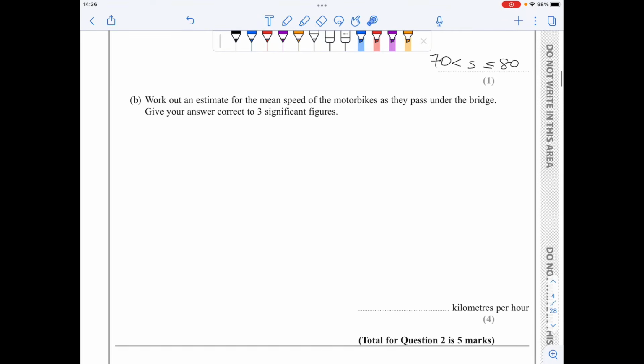So to find an estimate for the mean, I will divide sigma fx by sigma f. So 5,310 over 80, and this will give me 66.4.